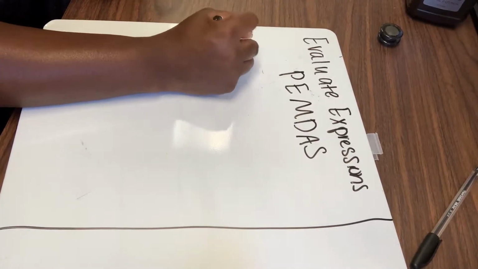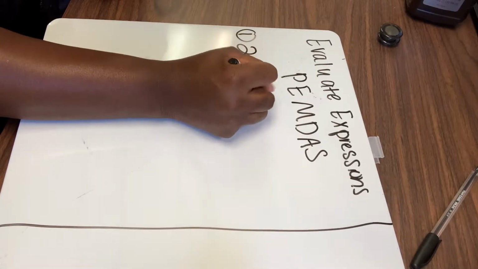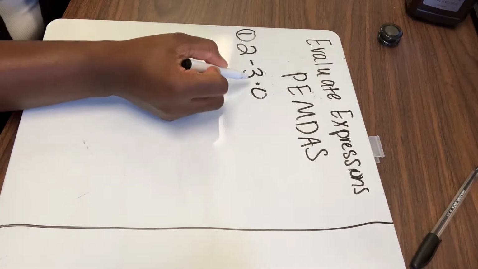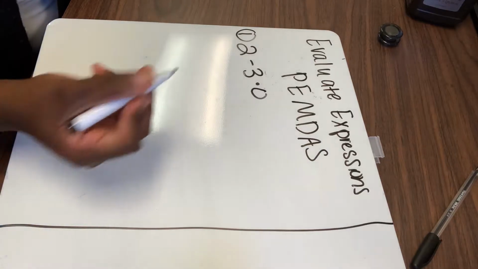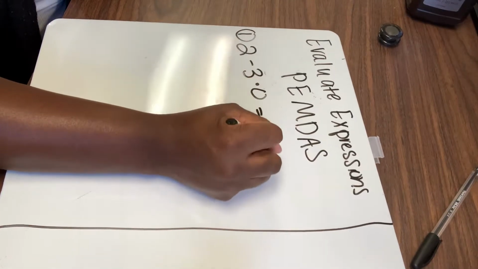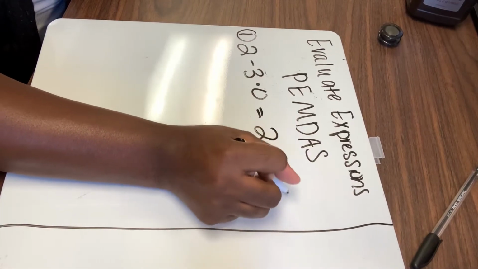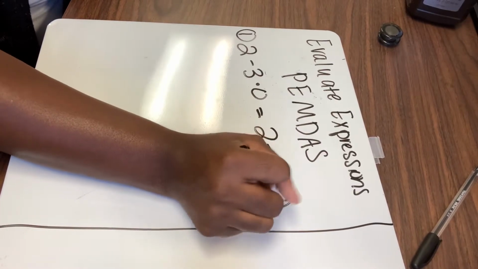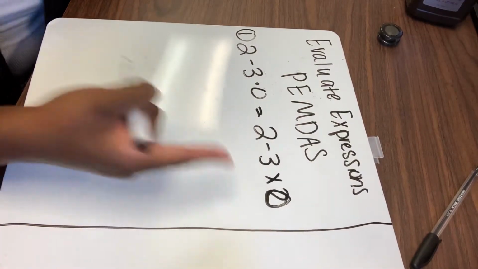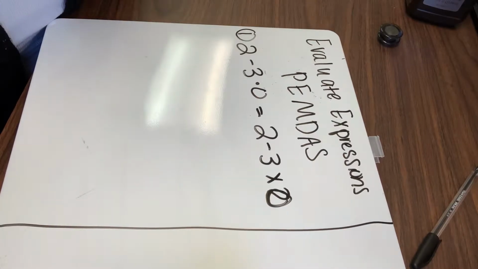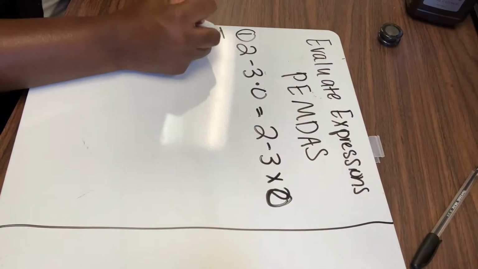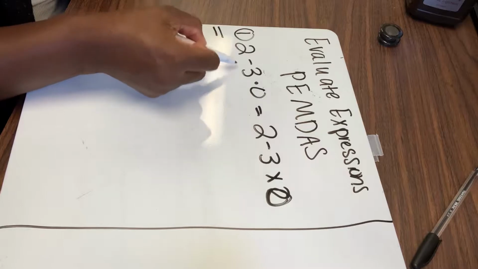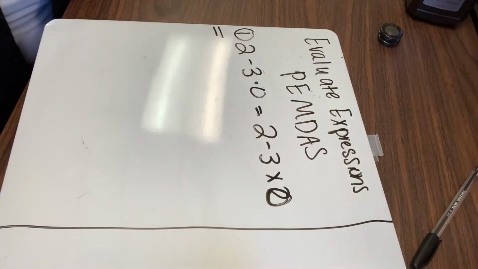So the first one we have is 2 minus 3 times 0. I don't know if you guys know this, but that is a multiplication sign. It's the same thing as writing it as 2 minus 3 times 0. So if you need to rewrite it in order to understand it, please do so. So the first thing we see is we have subtraction as well as multiplication.